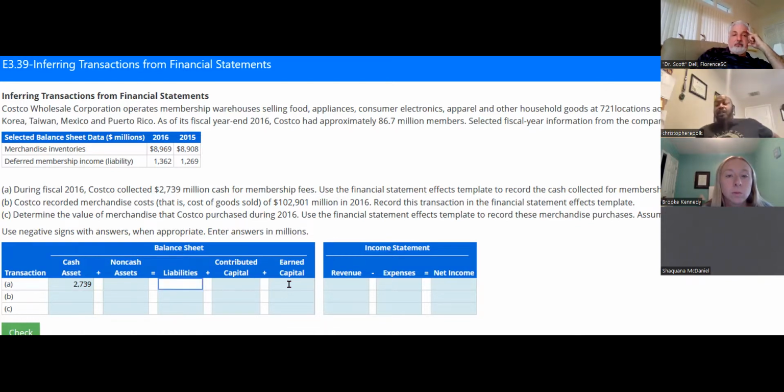Oh, it's going to be wrong. I can tell you that. I've already tried it. Oh, okay. Well, I mean, they collect fees. They have to do adjusting journal entries for those fees.